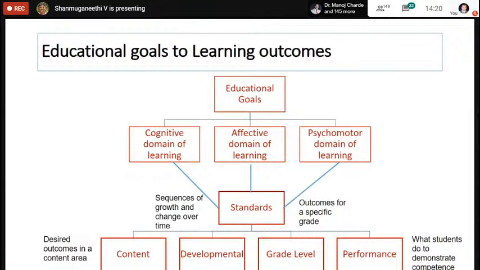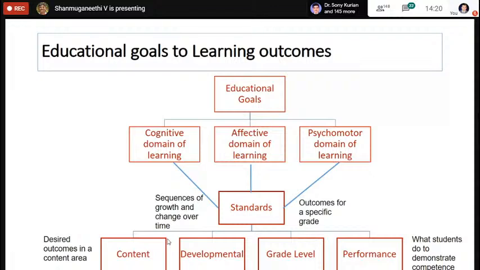Then when we come to the second unit, define the outcome, because educational goals start with the vision and end with the learning outcomes. Learning outcomes are converted into questions in the question paper. So preparing the question is very important, and for that, defining the learning outcome is very important. How to define it, we followed the revised Bloom's taxonomy.